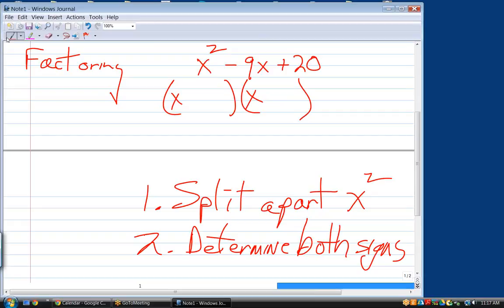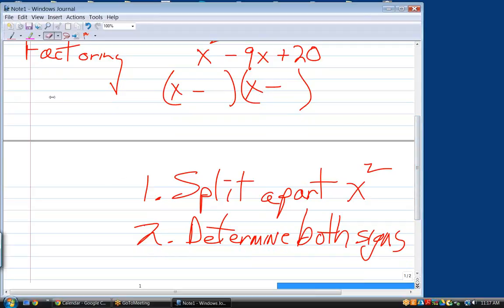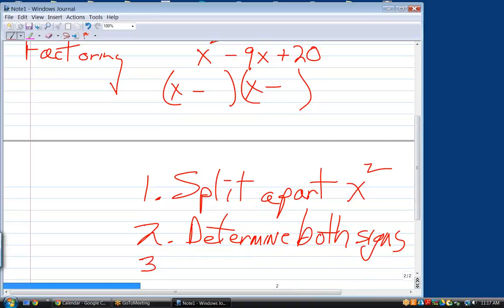To figure out which, go to the middle term. Look at that sign. That tells you it's minus minus. All right? Third step, probably the most important step, most complicated one.